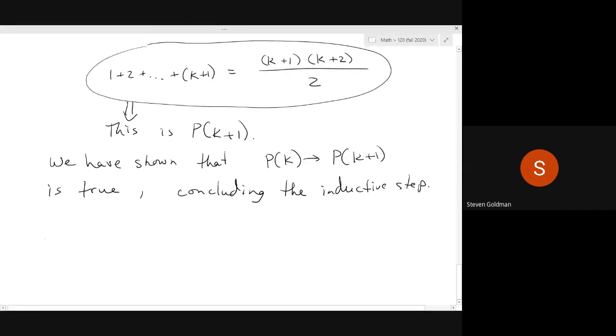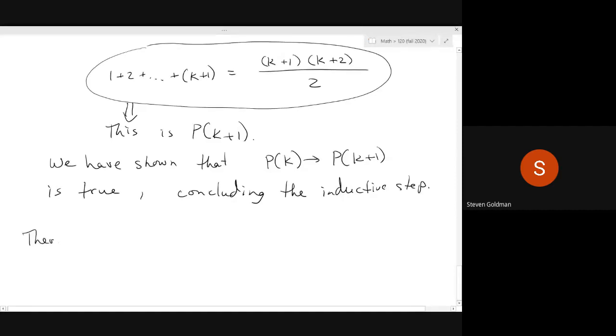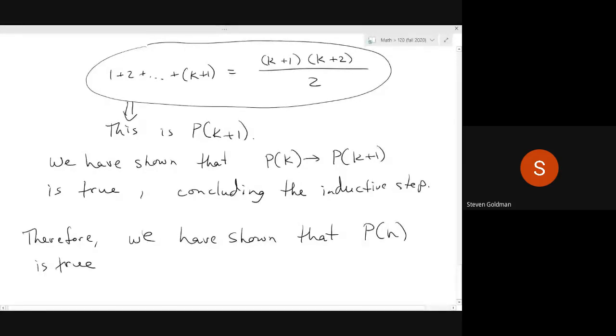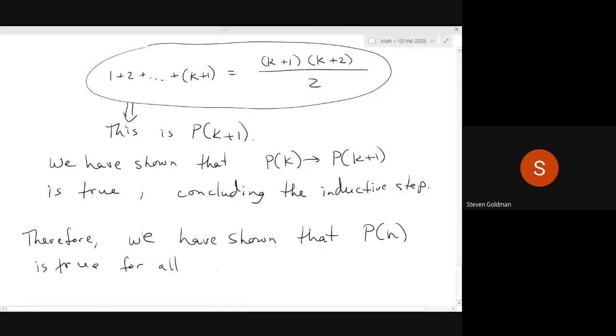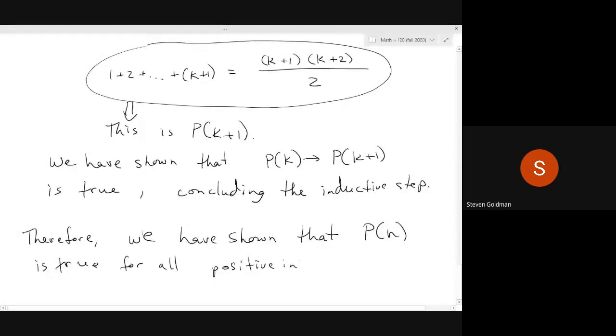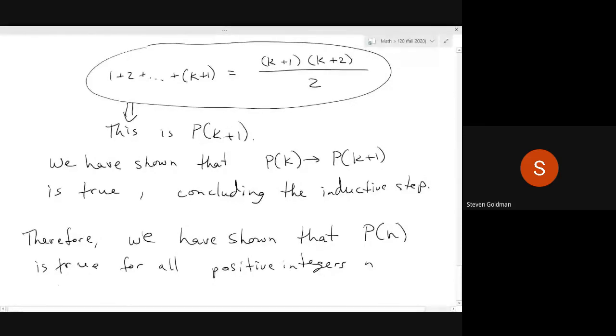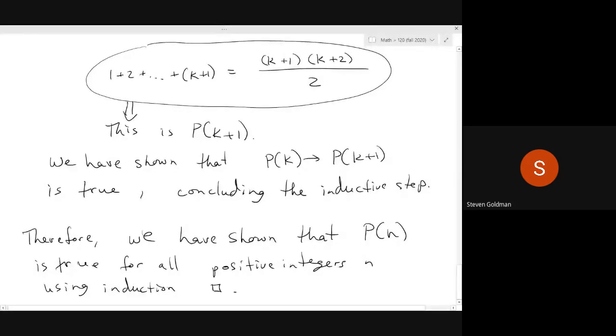So therefore, the proof is done, and we've proven that the statement is true using induction. So therefore, we have shown that P(n) is true, the original summation formula, for all positive integers n using induction. And we are done with this proof. I'll put a little box.